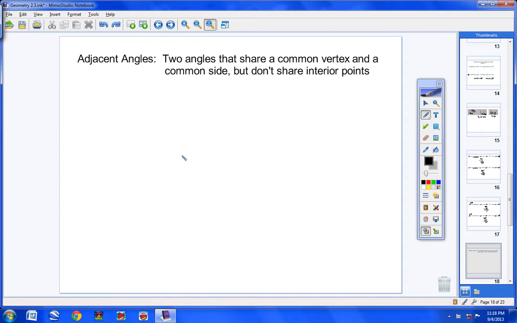I want to continue on now and look at another term. Okay, you need to know this. This will be on the quiz tomorrow. Fill in the blank. Adjacent angles. Now this sounds confusing, but I'm going to give you picture examples to clarify it.